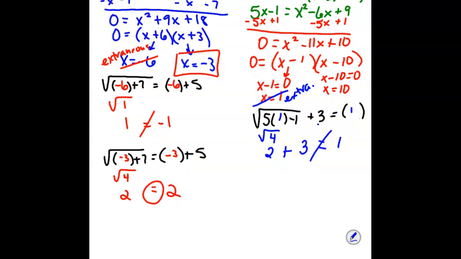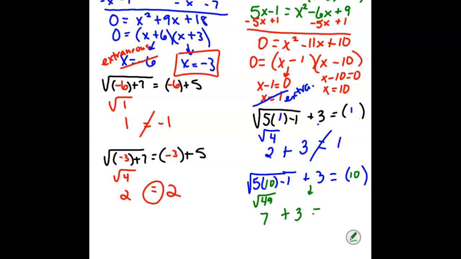Okay. Trying the 10. All right, let's plug in a 10. On the left side, 5 times 10 is 50, minus 1 is 49. The square root of 49 is 7. If we then add this 3, we do get 10. So we have a true solution here, x equals 10.